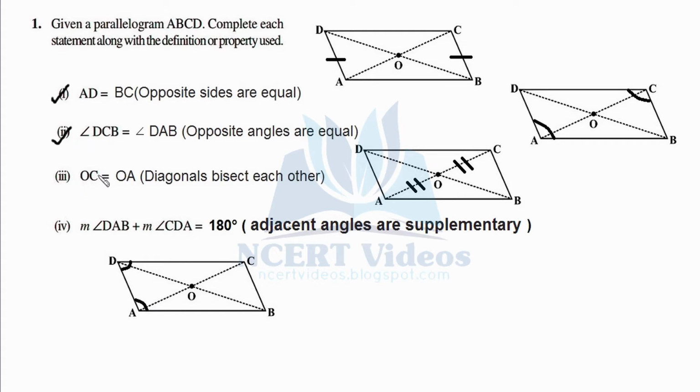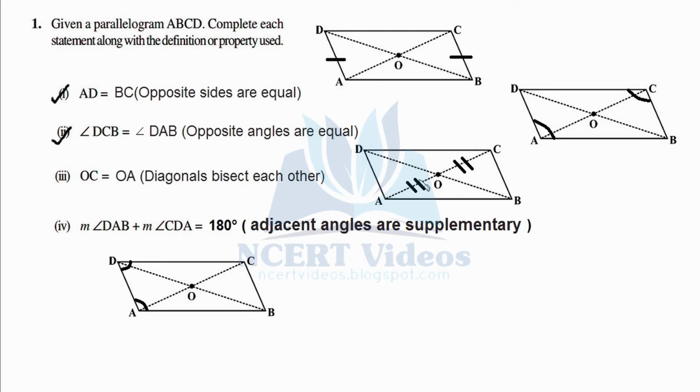Third part says OC will be equal to what? So we have redrawn the parallelogram for a better understanding. Let's focus on OC. So this is OC. One more property that we have studied in case of parallelogram is that diagonals bisect each other. By bisect we mean it divides it into 2 equal parts. So therefore, this OC will be equal to OA. Therefore we wrote OA, and the reason being diagonals bisect each other. Similarly, OD will be equal to OB. That's why we have represented with 2 parallel lines.